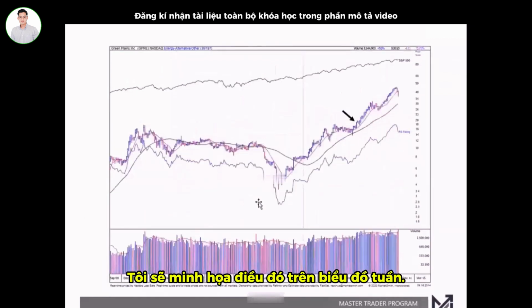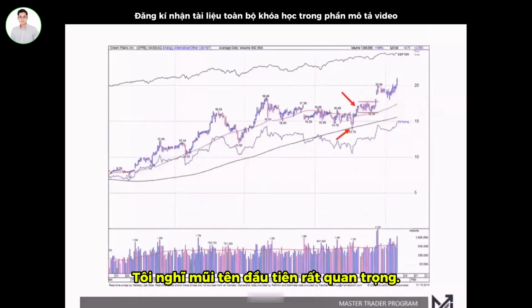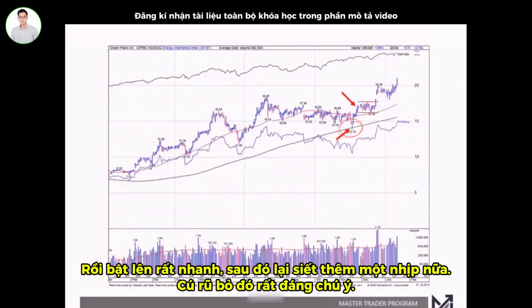We'll show you that on a weekly. And I think that those 2 arrows, or the first arrow, is important. There's that shakeout again, below trading of about 4 months, and then it quickly comes out and almost breaks out, but then tightens up again. But that shakeout is, I think, important to mention.